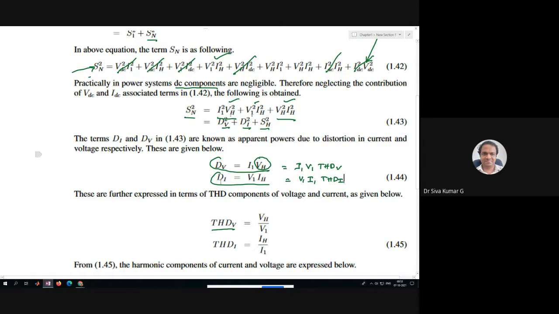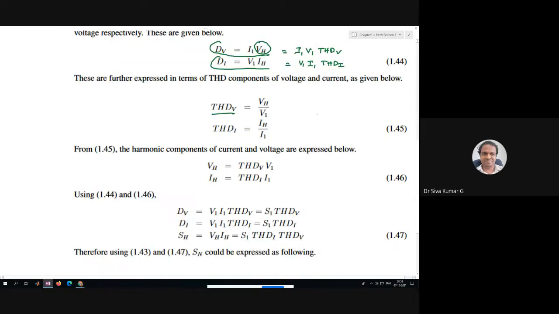So now we substitute these terms in this equation, the 1.43 equation. We write this as V1 I1 THD voltage, and this one as V1 I1 THD current. With V1 I1 we can make out S1. And VH is equal to V1 THD V, IH is I1 THD I. We can express this SH as S1 into THD in current and THD in the voltage.